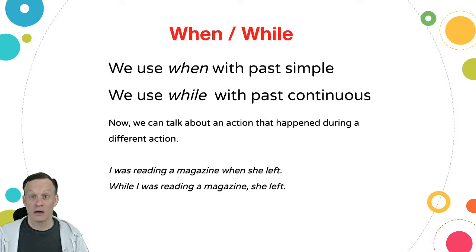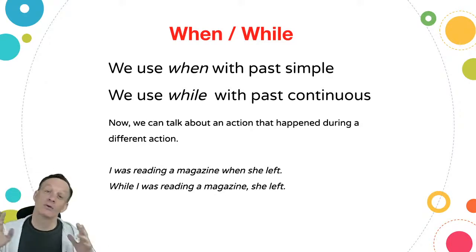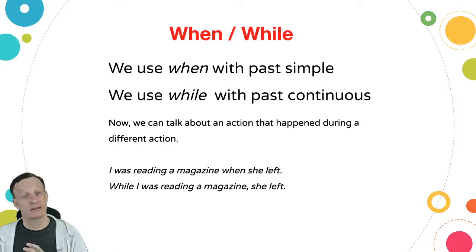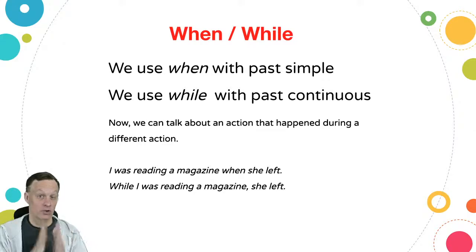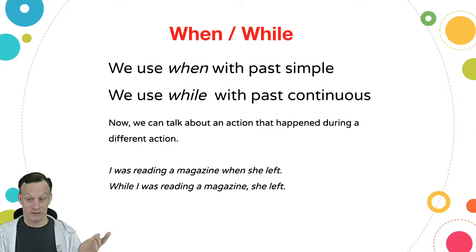All right, when and while. It's the last one we're going to do. People make this mistake quite often, but it's not that difficult if you think about it, okay? So we use when before the past simple, and we use while before the past continuous, all right? So we can talk about a short action that happens during a long action in the past.